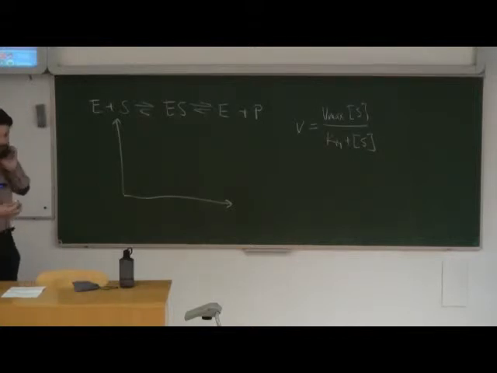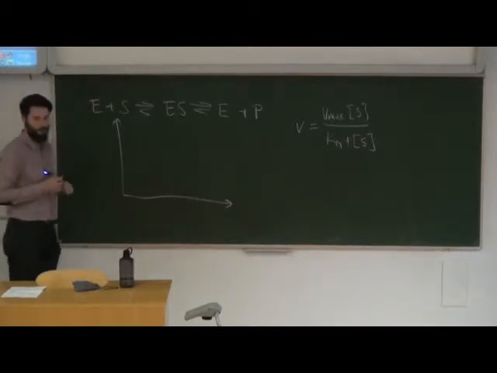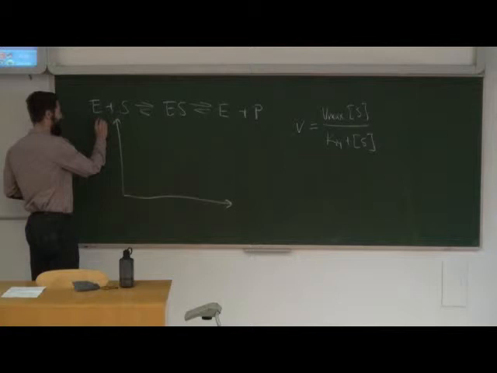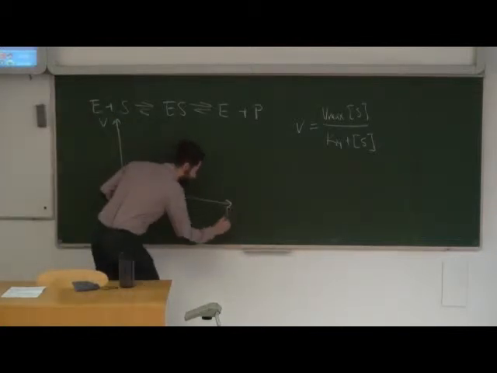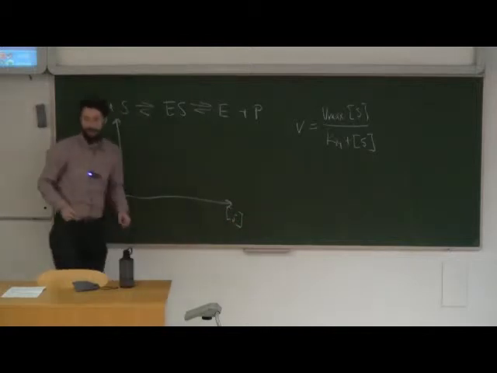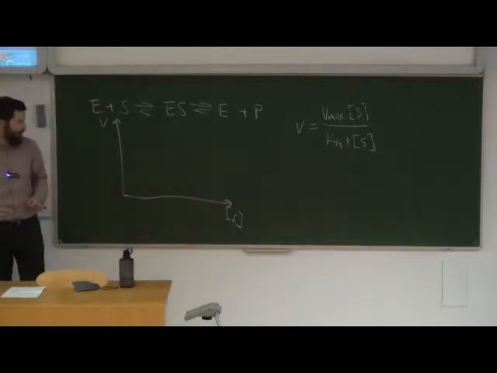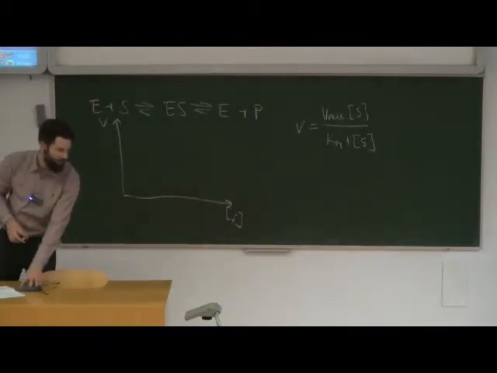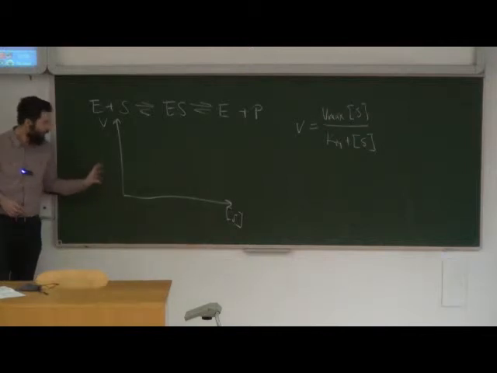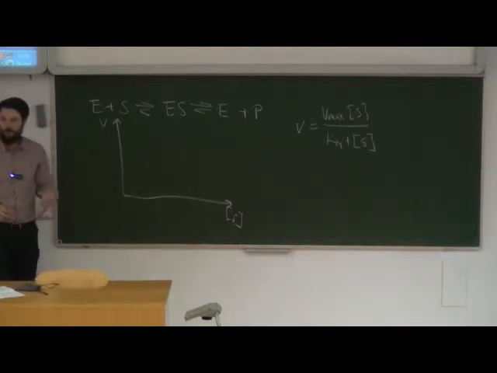Velocity and concentration. So which one's velocity? Which axis? Okay, so this is the rate of the reaction, and the x-axis is the concentration of the substrate. Okay. Can you all see it when I draw it down there? Yep. Well, especially for you. Yeah. Right.